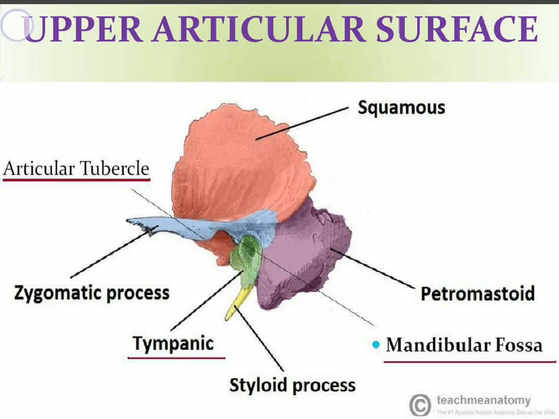And in this green you can see this is the tympanic plate which forms the posterior part of the temporomandibular joint. So the tympanic plate only completes the temporomandibular joint in its formation, but it is not articulating with any other bone. So it is the non-articular portion. So this is the upper articular surface.